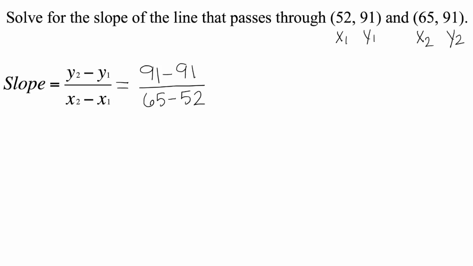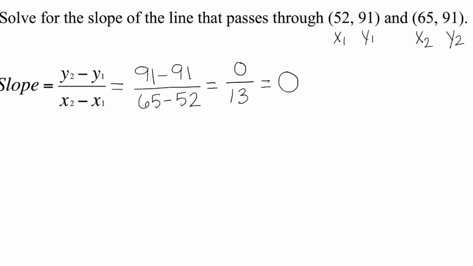Last, solve for the slope. 91 subtract 91 equals 0. 65 subtract 52 equals 13. 0 divided by 13 equals 0. The slope of this line is 0.